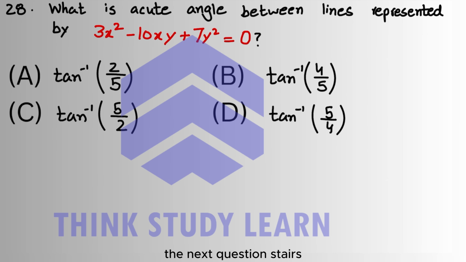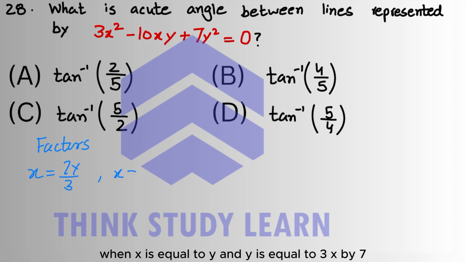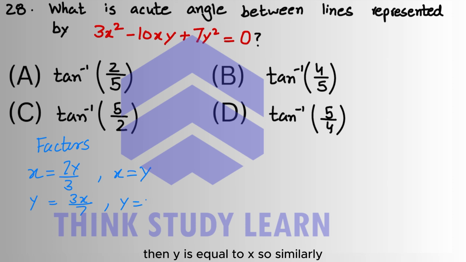The next question states: what is the acute angle between the lines represented by 3x² - 10xy + 7y² = 0? So we know that to find the acute angle between lines, first we will find the factors. The factors of the above equation will be x = 7y/3 when x is equal to y, and y = 3x/7 when y is equal to x.